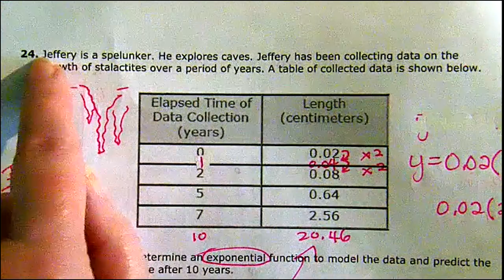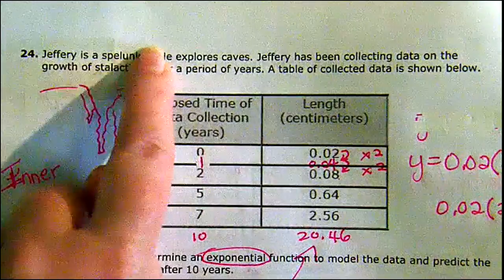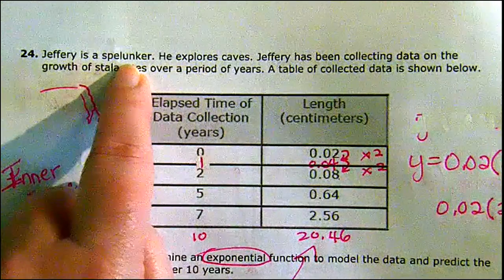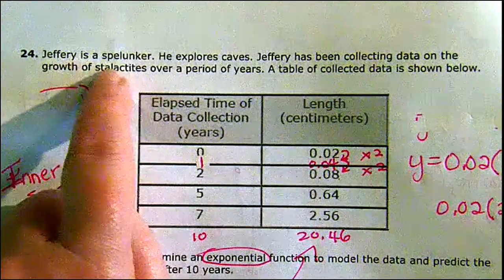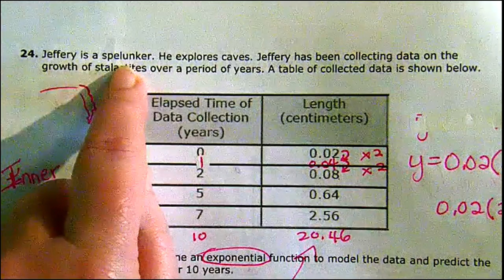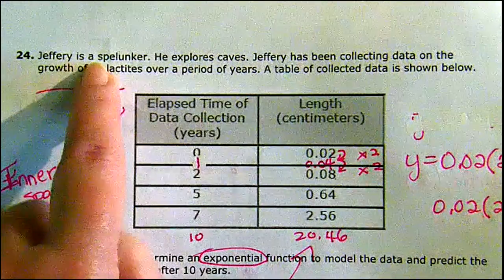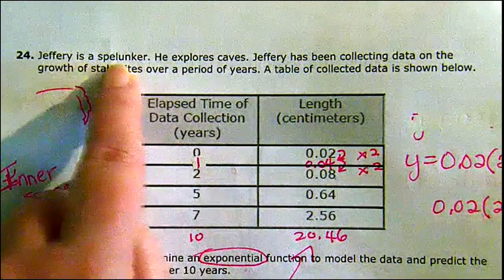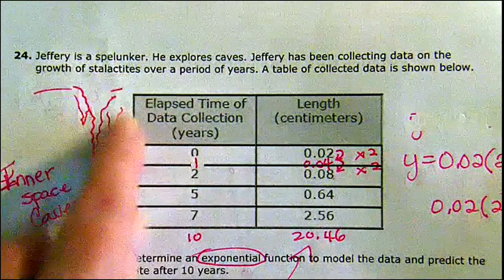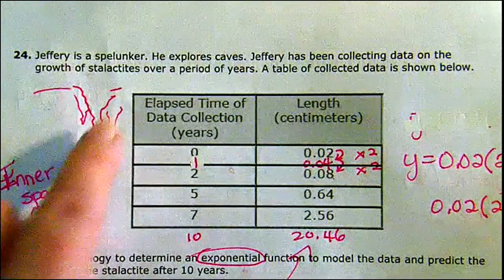as we read the problem, Jeffrey is a spelunker. It's not a very common word. A lot of people don't know this word, but don't get stuck sometimes if you don't know a word. It just means that he's a cave explorer. So spelunkers are people who explore caves. He's been collecting data on the growth of stalactites, and in the cave, these are the stalactites.